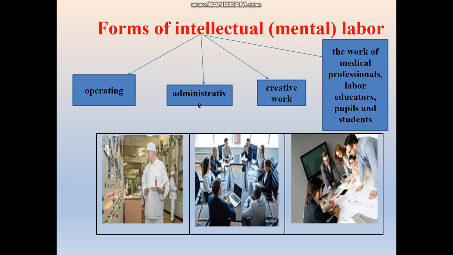Hypokinesia is an unfavorable factor of production, one of the conditions of the formation of cardiovascular disease in people of mental labor. The forms of intellectual labor are divided into the next groups: operating, administrative, creative work, the work of medical professionals, and labor of education: pupils and students. These types differ in terms of the organization of the labor process, the uniformity, and the degree of emotional stress.